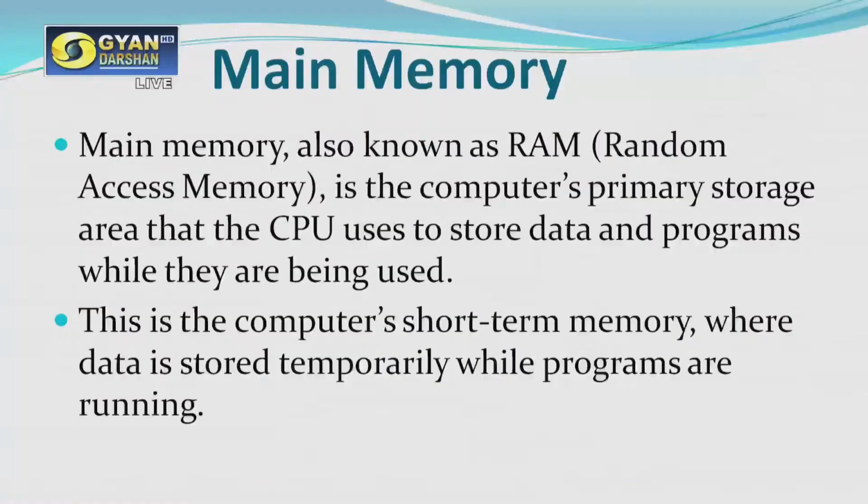Coming to the other components, leaving aside the CPU, the next component which takes prominence is the main memory. We can call it the RAM, that is random access memory. It is a computer's primary storage, where the CPU uses the stored data and the programs while they are being used.